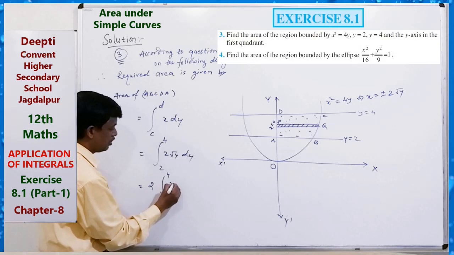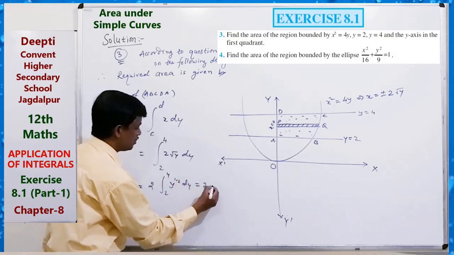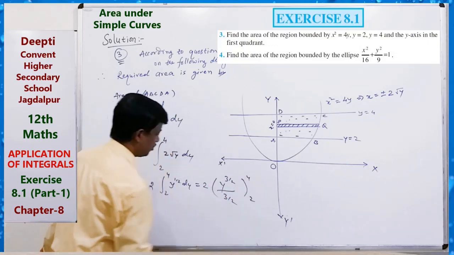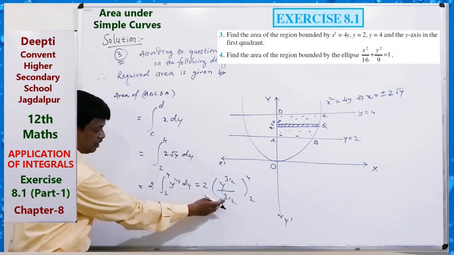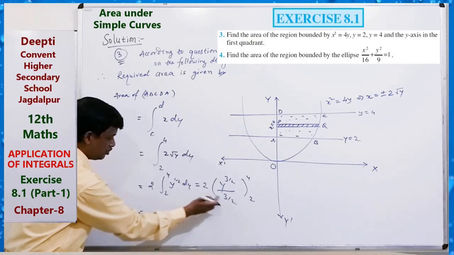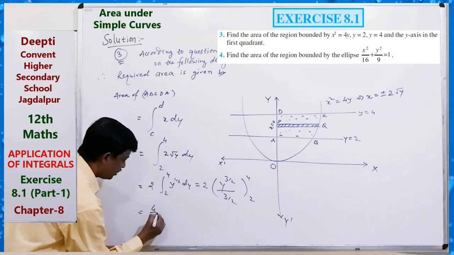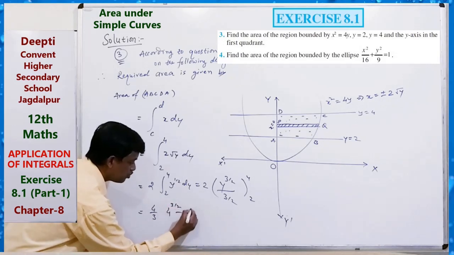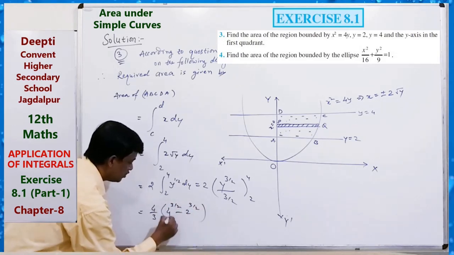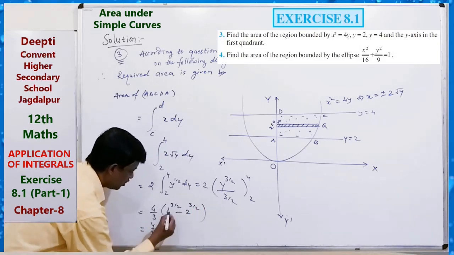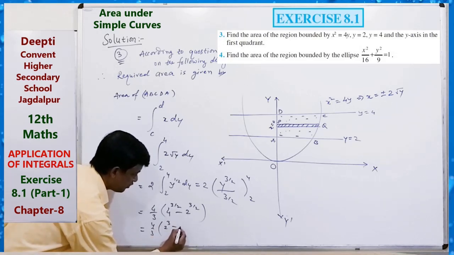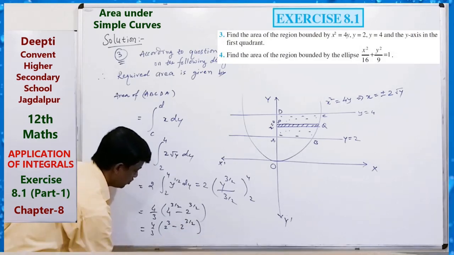The integral from 2 to 4 of 2 y to the power 1 by 2 dy is 2 times y to the power 3 by 2 upon 3 by 2, with integration limit 2 to 4. Now we can solve it. So 4 by 3 times y to the power 3 by 2 from 2 to 4, that is 4 to the power 3 by 2 minus 2 to the power 3 by 2. This equals 4 by 3 times 2 to the power 3 minus 2 to the power 3 by 2.